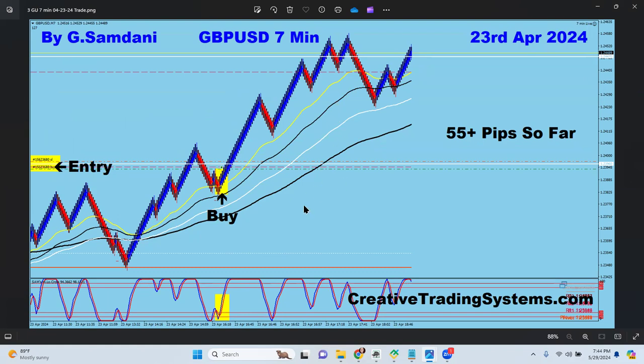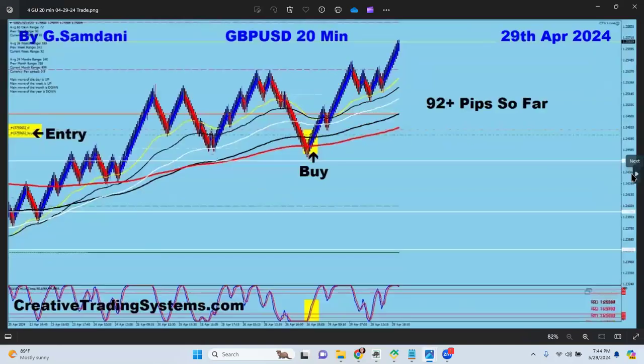Or if you don't have the EA, and you have the alarm only, it will beep, and then you can take the trade manually, right? Either way, this is a 7-minute entry here, right? This is the 20-minute GBP/USD entry, a 20-minute chart entry. See, this was a trade as well.